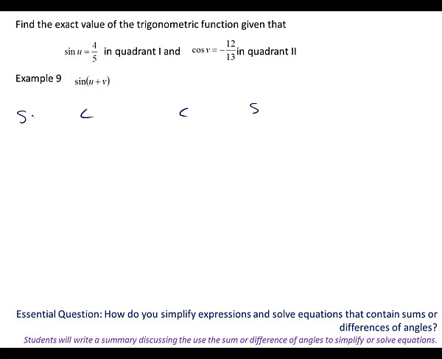Sine, cosine, cosine, sine. And then what operational symbol am I going to put in? Adding, because I'm going to keep it. So sine, cosine, cosine, sine. And then this one's in U's and V's, so I'm going to plop in U, plop in V. Plop in U, plop in V.